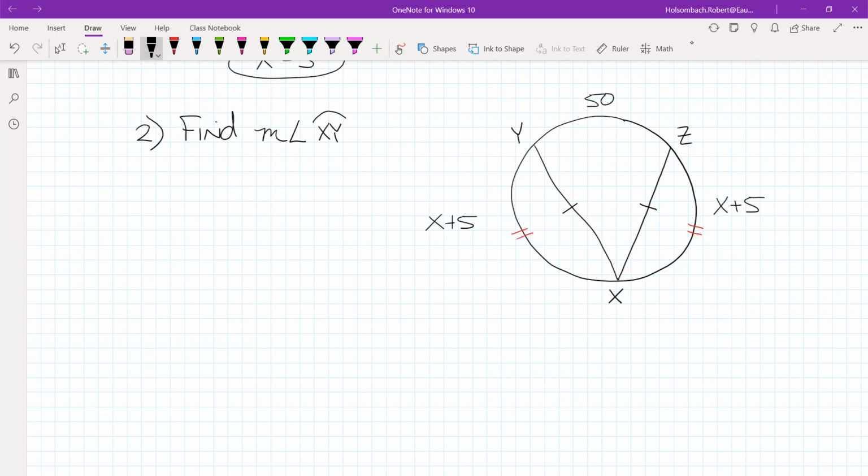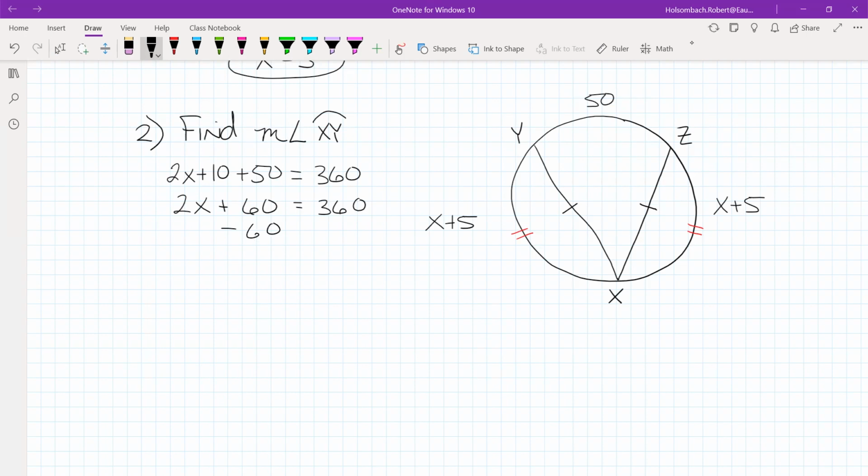All right, so we've got an X plus 5 arc plus an X plus 5 arc plus a 50 degree arc that sums to 360, right? So we're going to add all these arcs together. So X plus 5 plus X plus 5 is 2X plus 10 plus the 50 degree arc. All of those sum to 360. So if we combine like terms, we get 2x plus 60 equals 360.